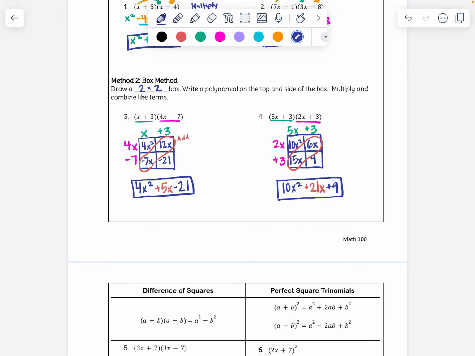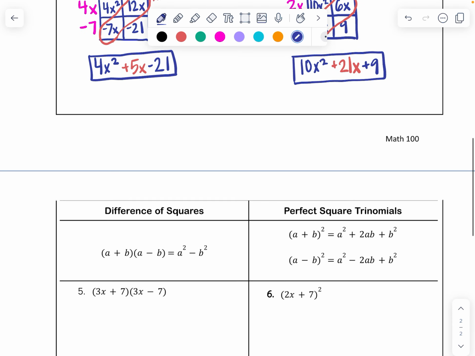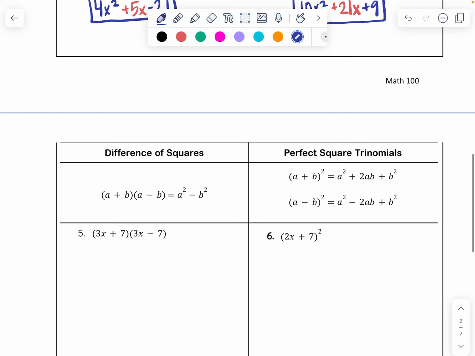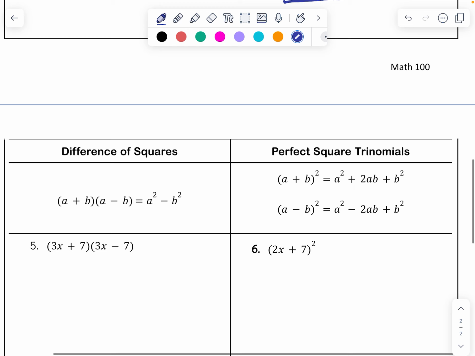So I just want to go over a couple of common things you might see when you're multiplying binomials. So you may see a difference of squares and you may see a perfect square trinomial. I'm going to put a little disclaimer up here.